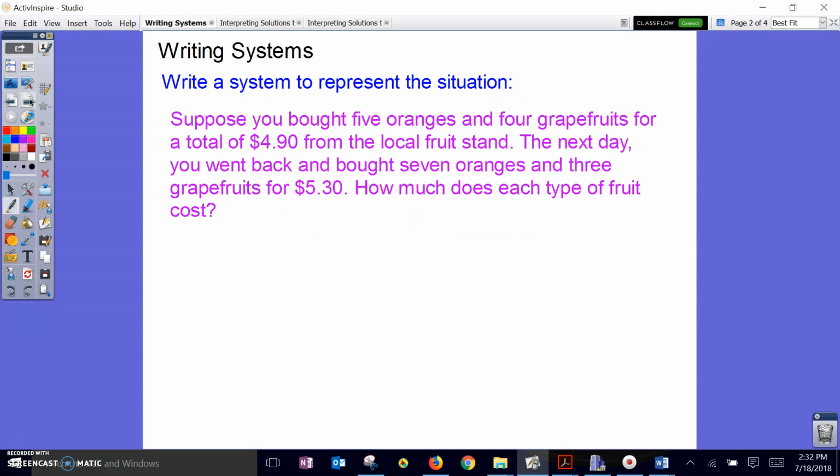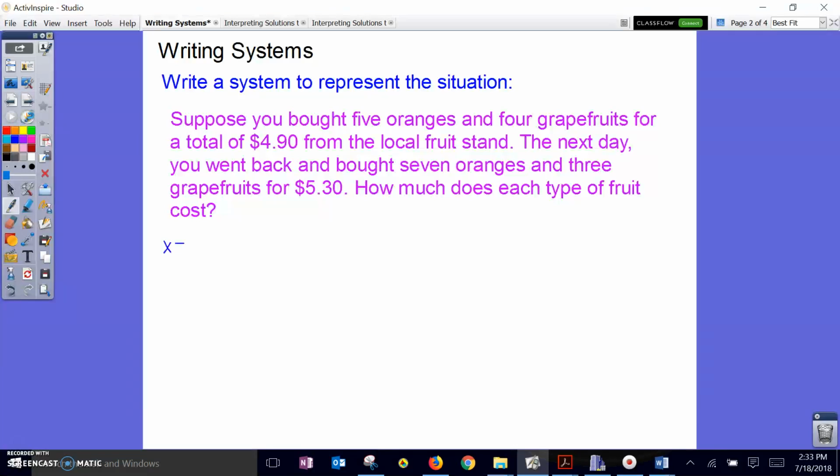Our first example, we're going to write a system to represent this situation. Suppose you bought 5 oranges and 4 grapefruits for a total of $4.90 from the local fruit stand. The next day you went back and bought 7 oranges and 3 grapefruits for $5.30. How much does each type of fruit cost? So after carefully reading through this problem and seeing the question that I'm being asked, I need to find out the price of an orange and the price of a grapefruit. So those are the two quantities that we're trying to find, and I will assign variables to those.